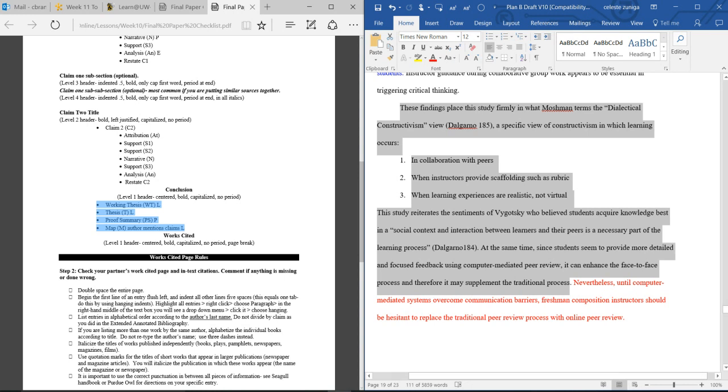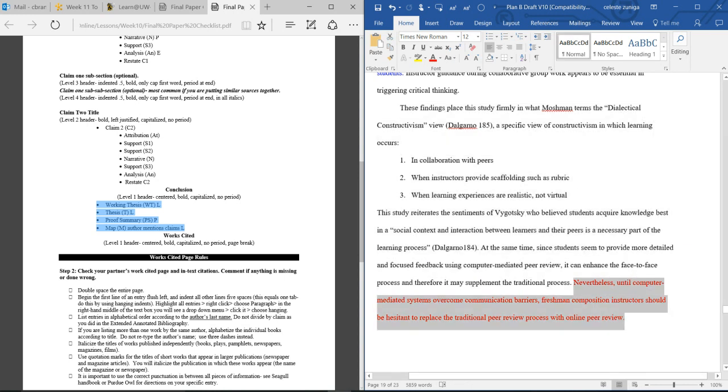And then in my final sentence, I do give slight guidance. Nevertheless, until computer-mediated systems overcome communication barriers, freshman composition instructors should be hesitant to replace the traditional peer review process with online peer review. Notice this reads like a new thesis statement. Notice the word should is in here, and we should not use the word should in research papers unless we're experts in the field. I'm not an expert in the field. Those are for more advanced people than me.